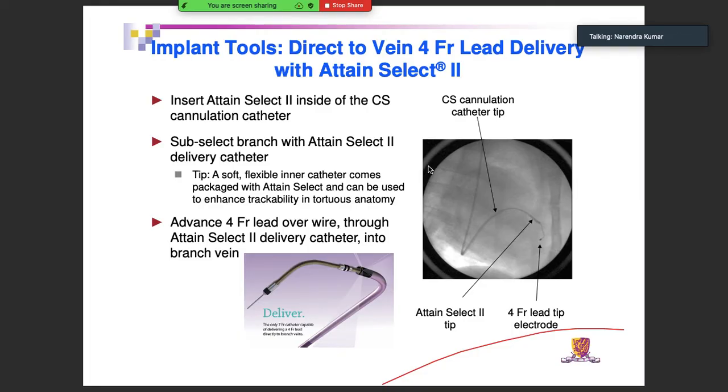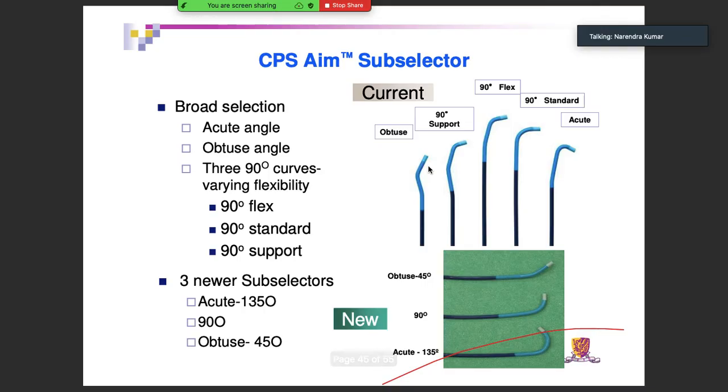So what you try to do is insert the Attain Select 2 inside of the coronary sinus cannulation catheter, and then you sub-select the branch with the Attain Select 2 delivery catheter, and advance a 4 French lead over the wire. And you try to see for this, okay? Yeah, the options are quite a lot, but you should be aware what is needed, and when.